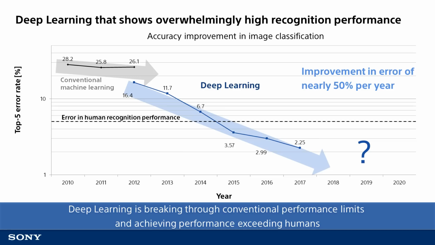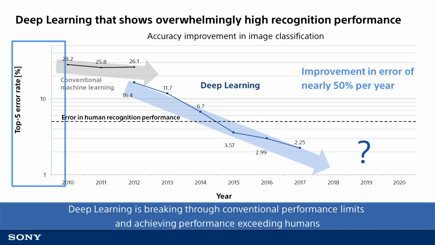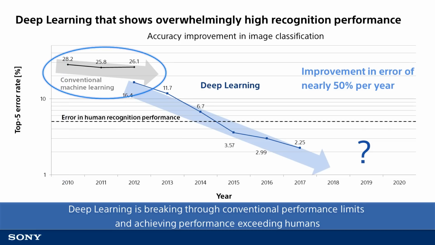Image classification is performed by providing images to a computer and having the computer classify the image by the subject of the image, such as an image of a person or dog. The horizontal axis in this graph represents the decade, and the vertical axis represents the error rate. The error rate refers to how often a computer was incorrect in classifying images.